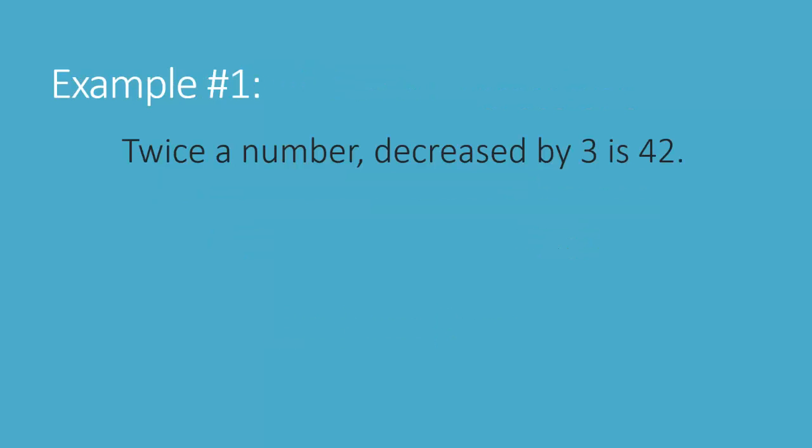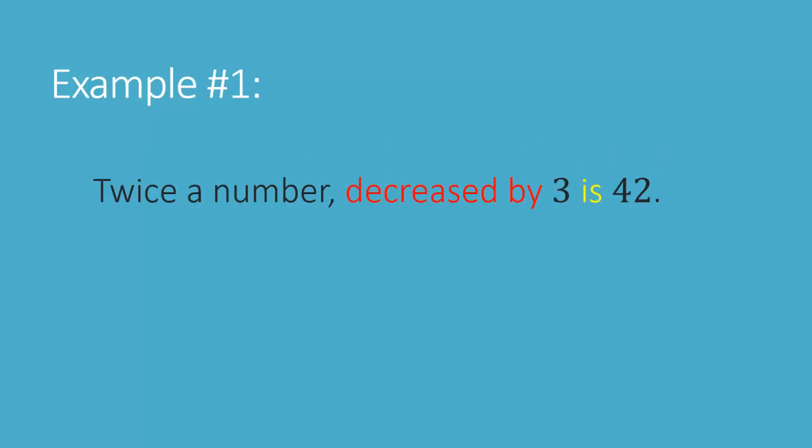So one example, of course, is the phrase, twice a number decreased by 3 is 42. There are several cues within this phrase that we're going to look at, largely the words decreased by and is. The word is almost always the same as an equals, and of course decreased by is usually a minus. So we're going to look at this one little bit at a time.